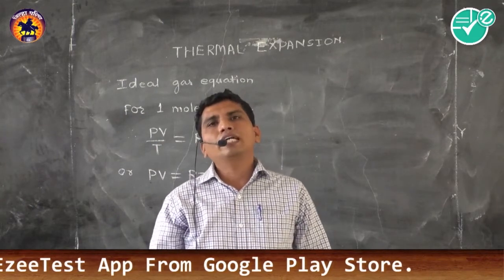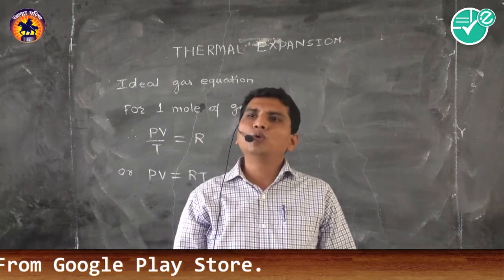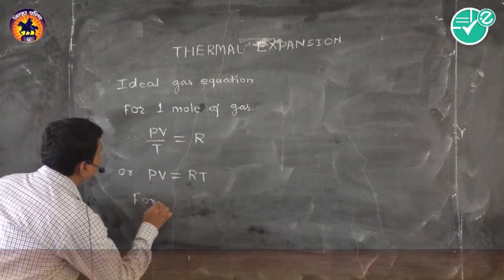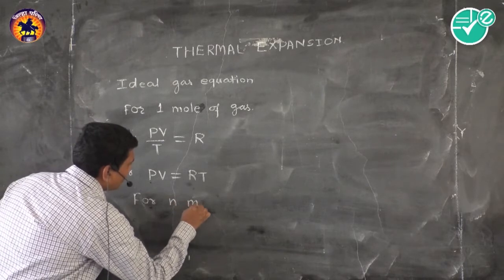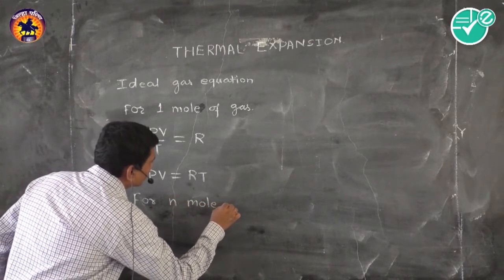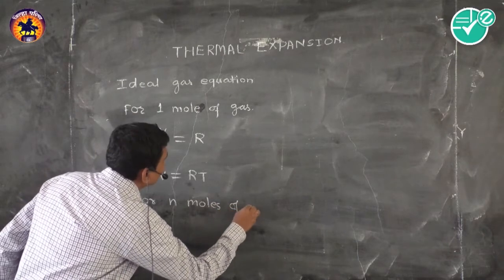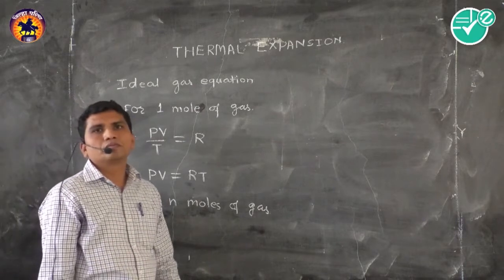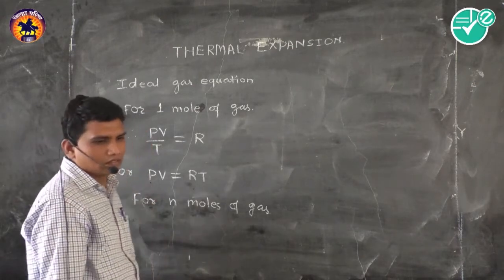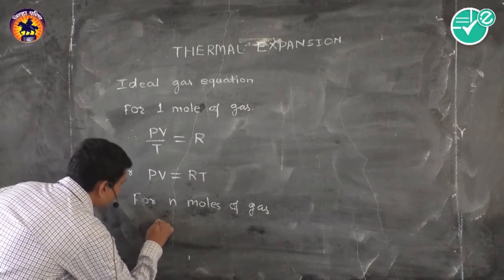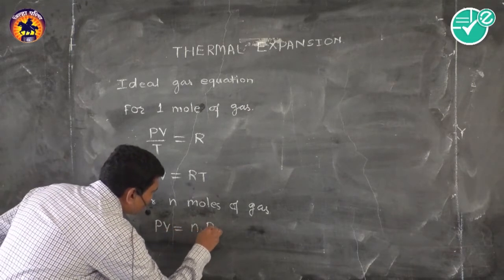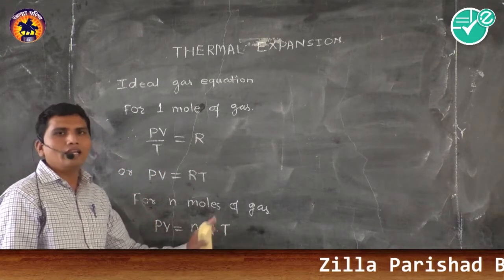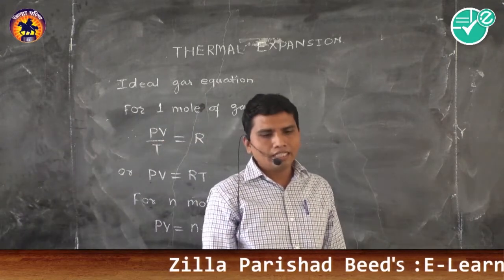Now, if the given gas consists of n moles, what happens? For n moles of gas, the ideal gas equation can be given as PV equal to nRT. This is also called the ideal gas equation.